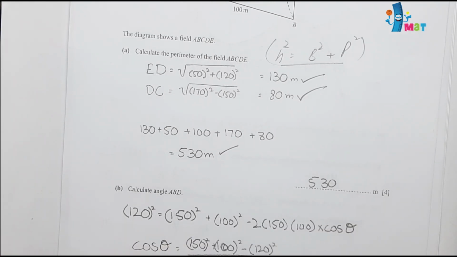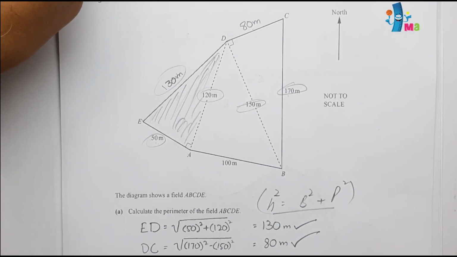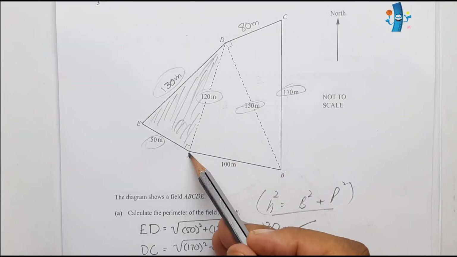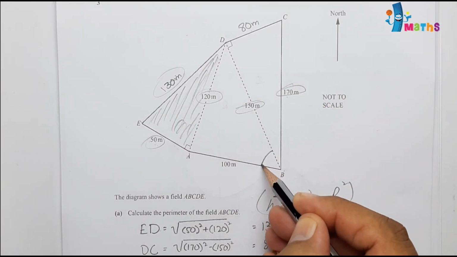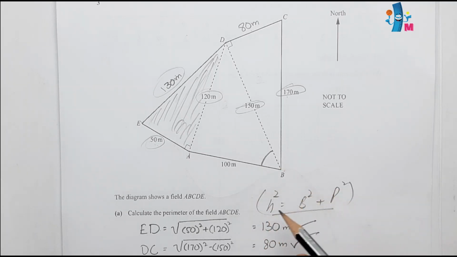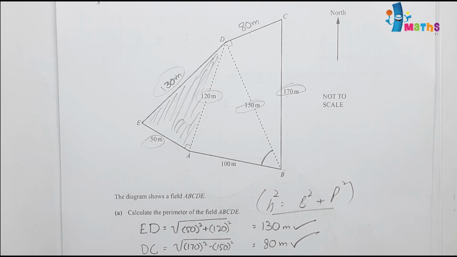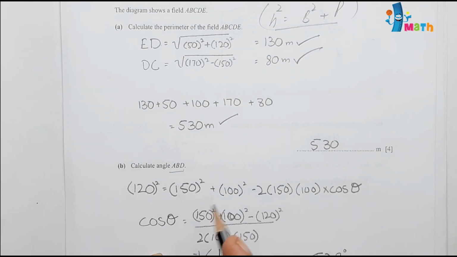So next thing is part B, calculate angle ABD. So if we go through the drawing, angle ABD means you require this angle A, B and D. So you require this angle basically. So we can use cos rule. We have all three sides. So we can use cos rule, and by applying cos rule we can replace these values.